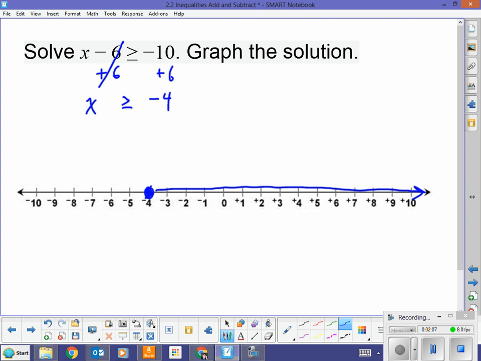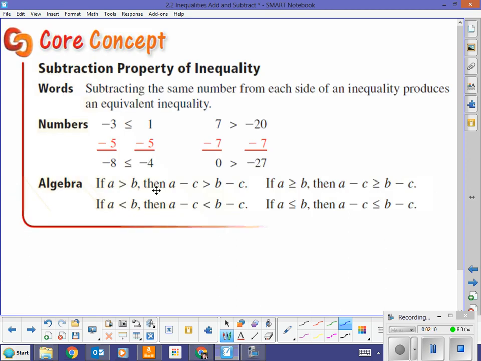Let's take a look at another, I think we're looking at subtraction right now. Subtraction is very similar to addition in that if I start with a true inequality, like negative 3 is less than or equal to 1, and I subtract the same amount, in this case 5, from both sides, I will end up with another true inequality. Negative 8 is less than or equal to negative 4. And same thing over here for the greater thans. 7 is greater than negative 20. If I subtract the same amount, in this case 7, from both sides, I will end up with another true inequality. 0 is greater than negative 27. Okay, that's the idea. Subtracting the same number from each side of a true inequality will produce another true inequality.